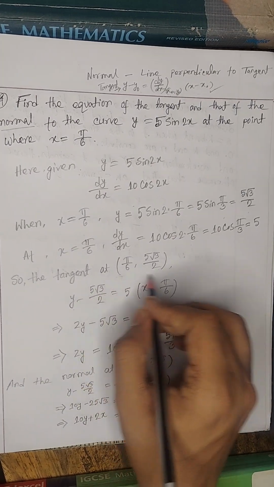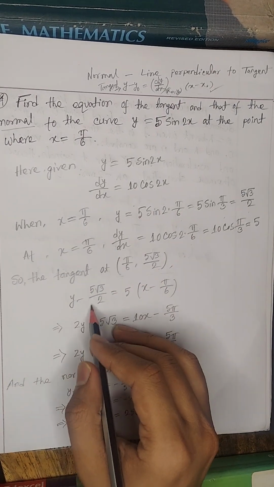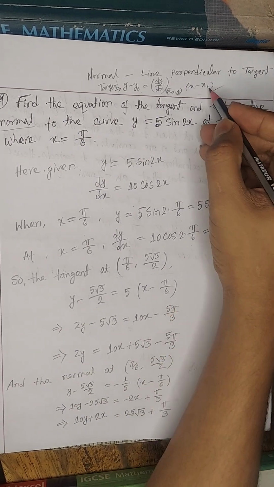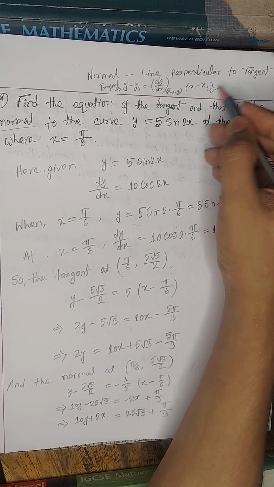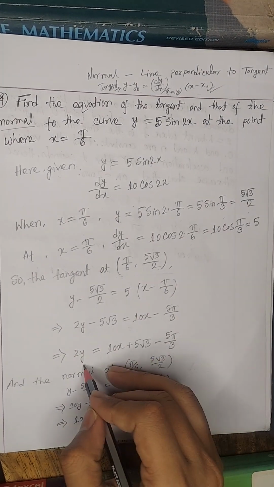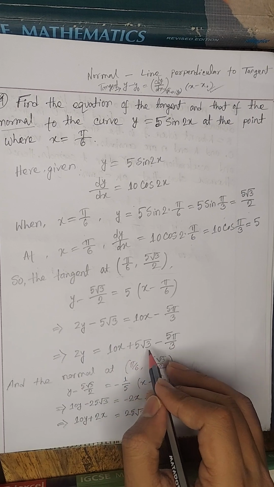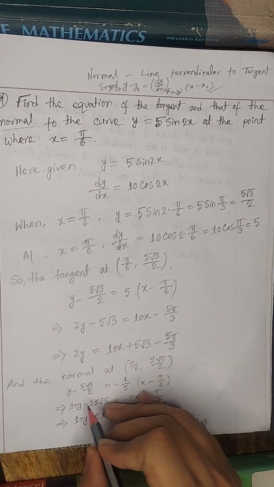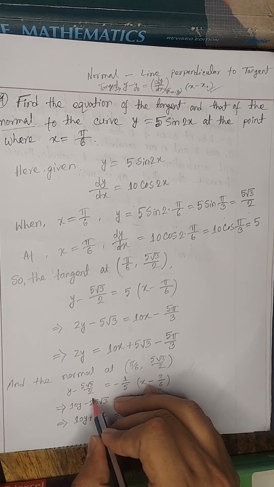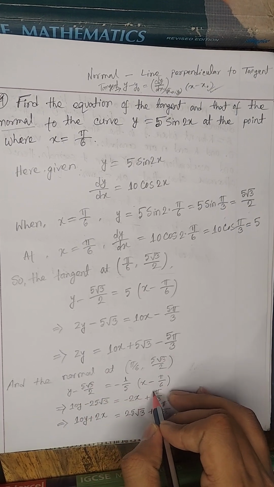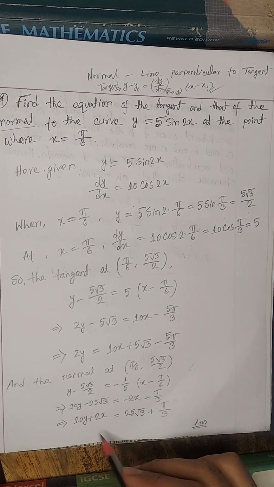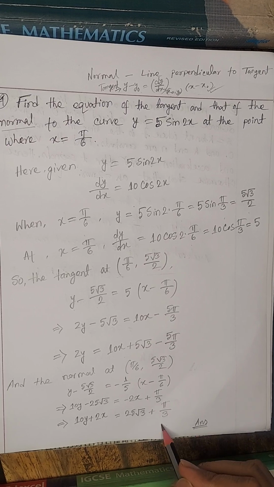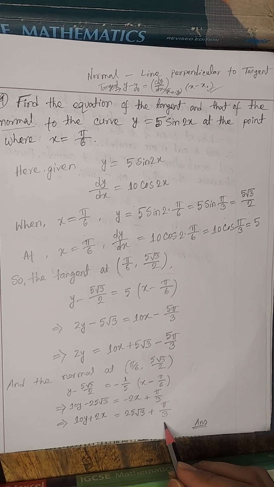So the tangent at this point will be y minus y naught is equal to 5 times x minus x naught. This is the equation of the tangent, and the expression will be 2y is equal to 10x plus 5 root 3 minus 5 pi by 3, and the normal at this point will be y minus 5 root 3 divided by 2 is equal to minus 1 by 5 times x minus pi by 6, and the expression will be 10y plus 2x is equal to 25 root 3 plus pi by 3. This is our equation of the normal.